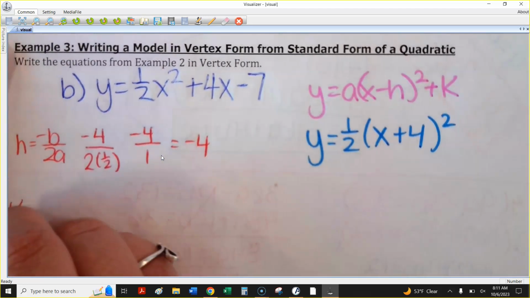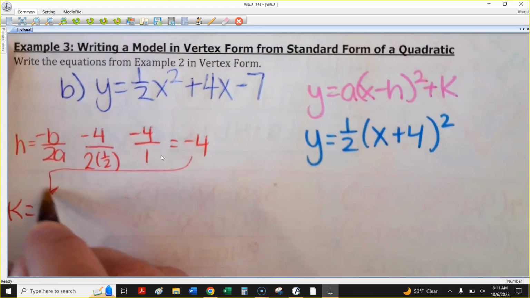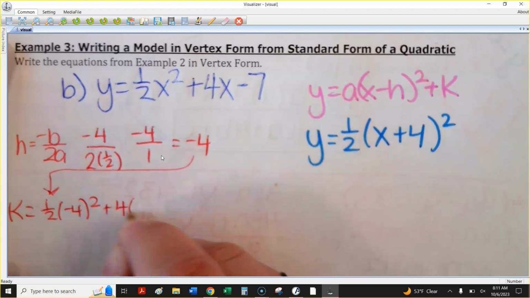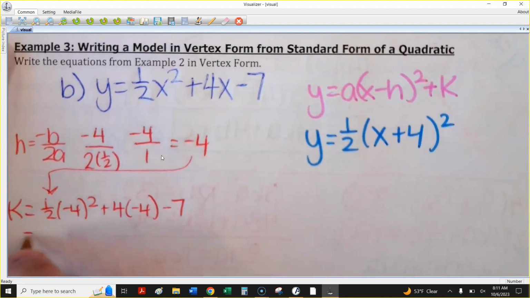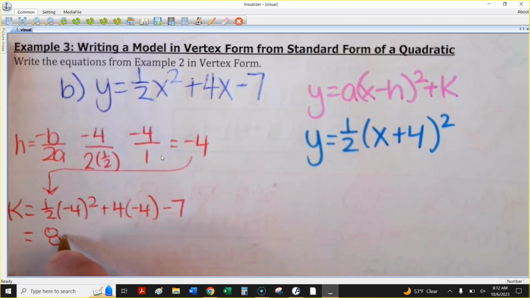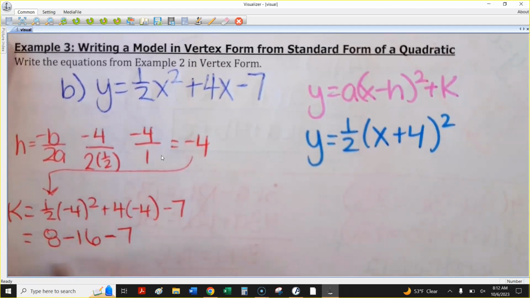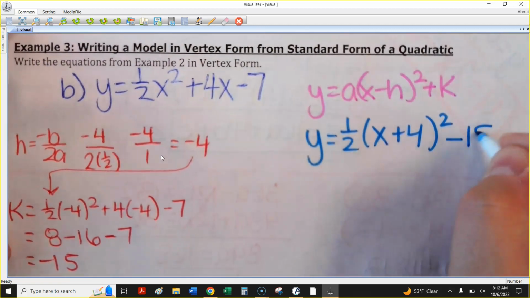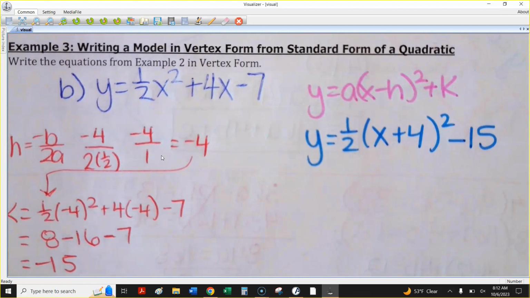So k is going to be whatever I get when I plug this in. I'm going to do 1/2 times negative 4 squared plus 4 times negative 4 minus 7. I'm just doing this by hand real quick. That'd be 16. Half of 16 would be 8. 4 times negative 4 is negative 16, so it would be negative 8 minus 7, which is negative 15. That's going to be my k. So on the end here, I would just write minus 15. Is anybody having a question?